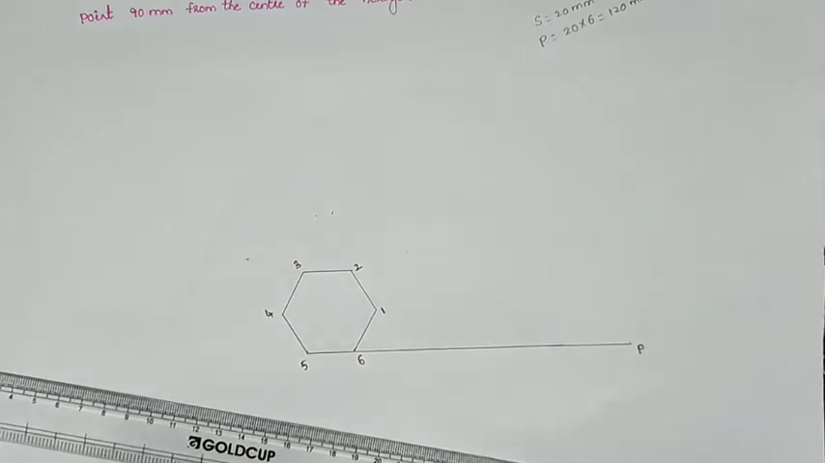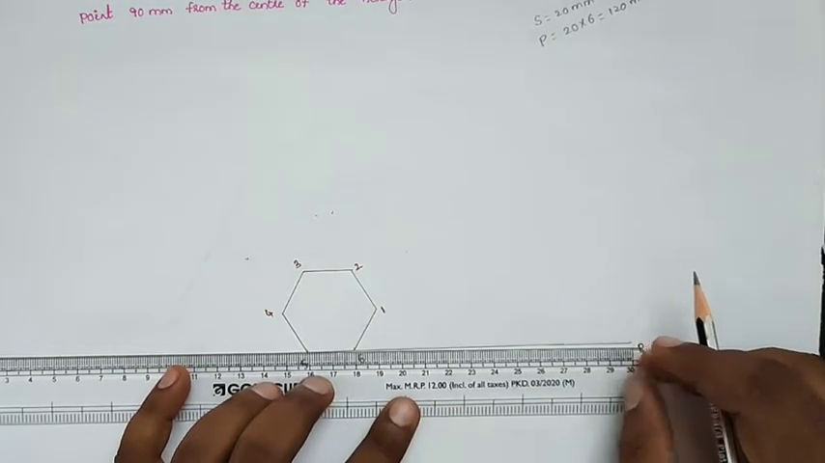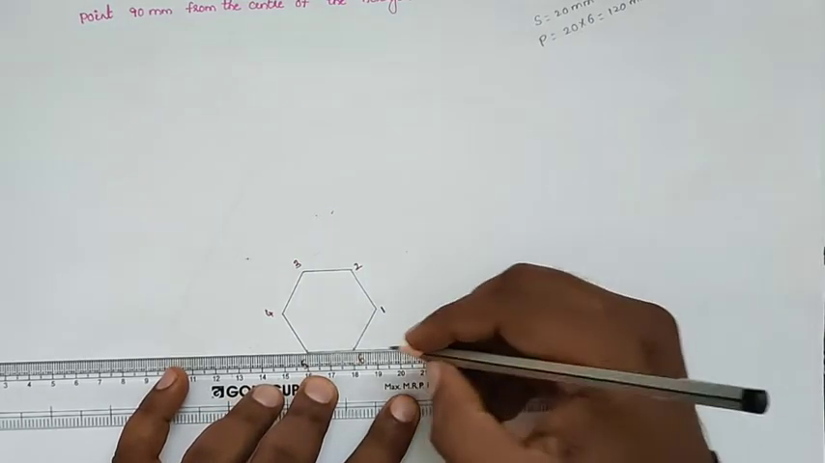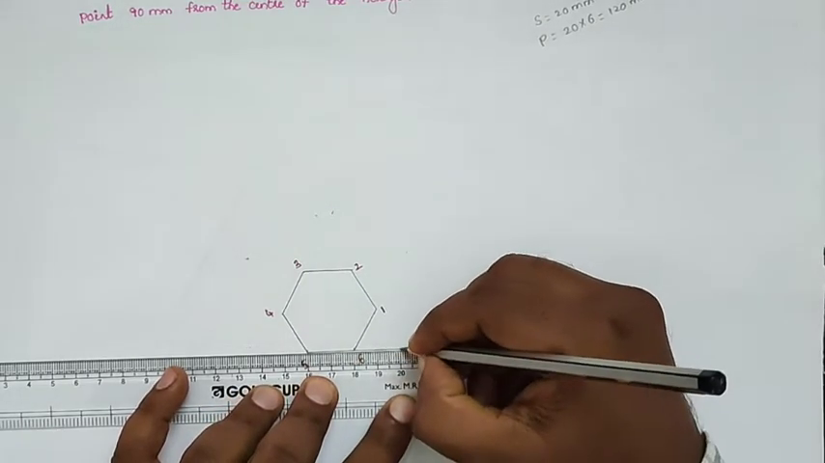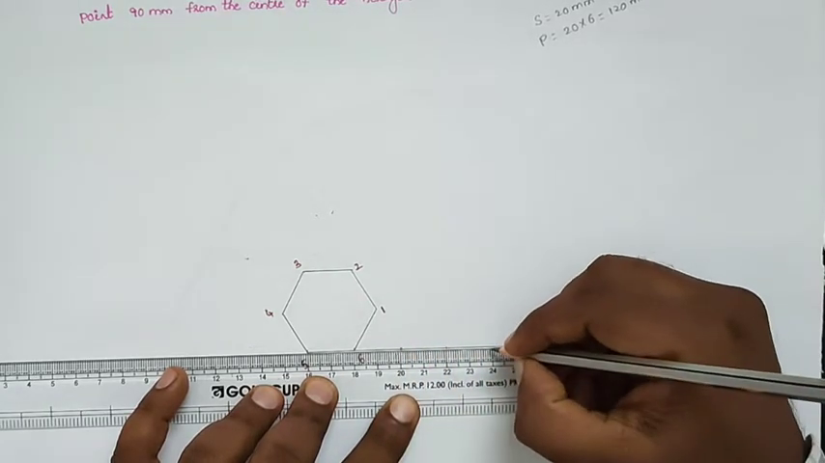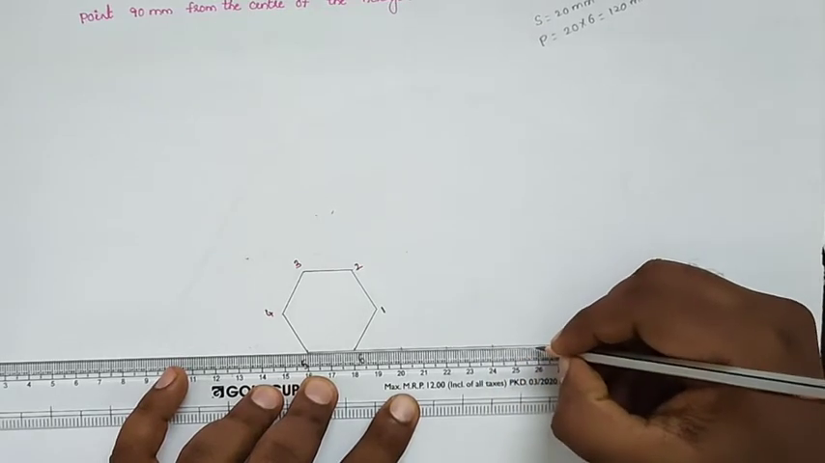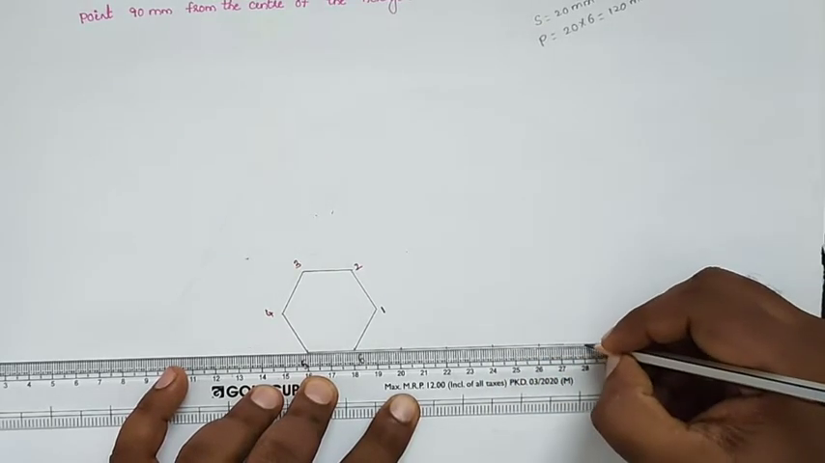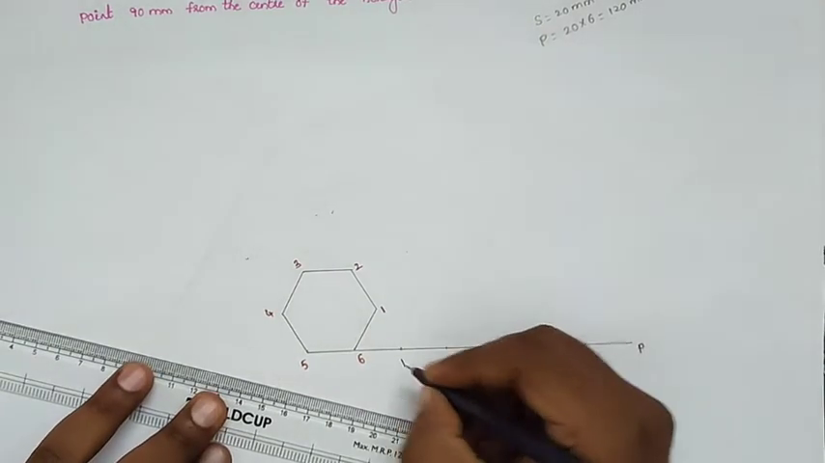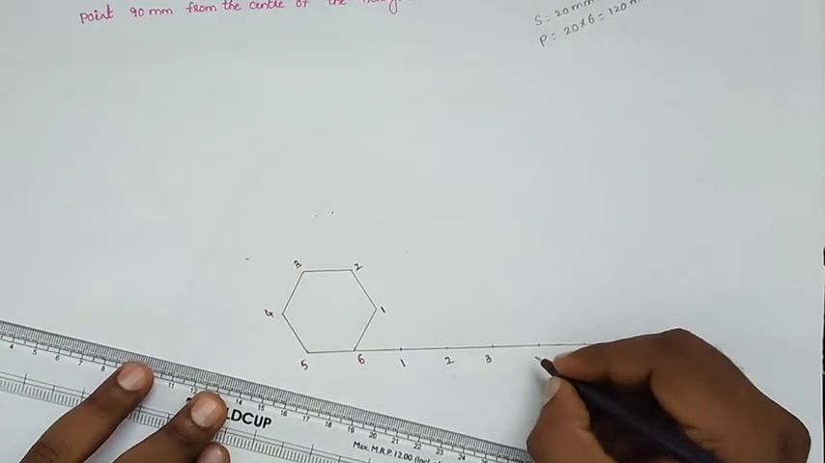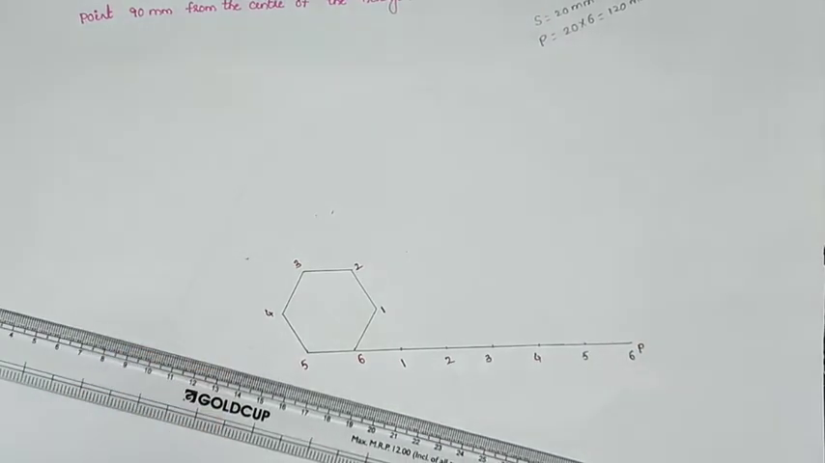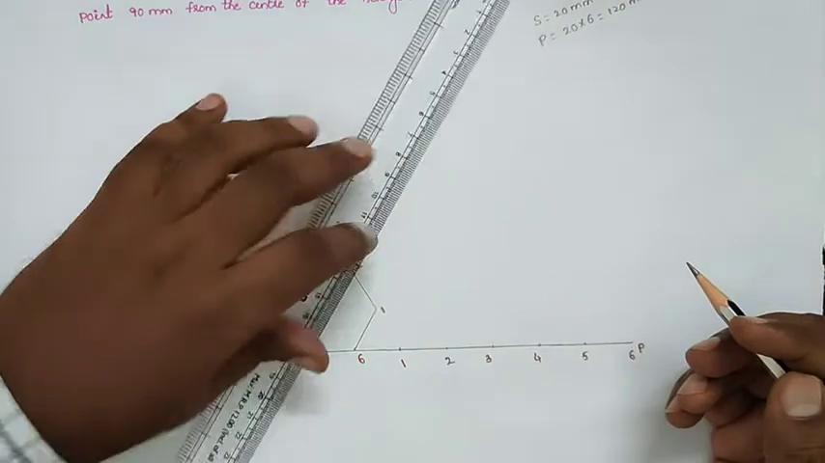Now we can divide the string length into 6 parts because they are giving a hexagon. So we can divide this into 6 parts. Suppose if it is an octagon, we can divide this into 8 parts. Like that. Give the naming here 1, 2, 3, 4, 5 and 6. Now extend it from all the sides.